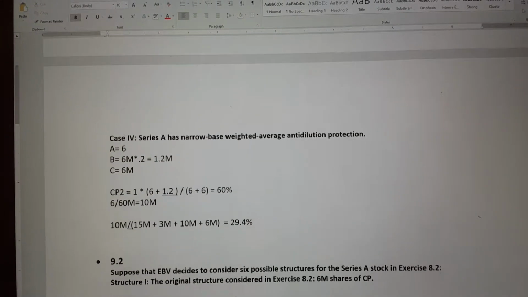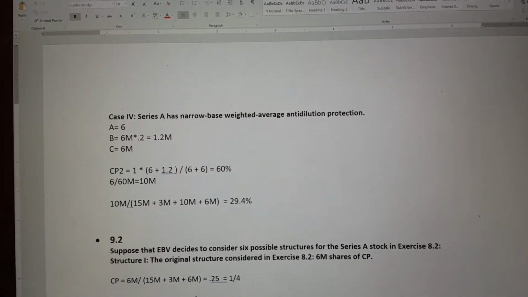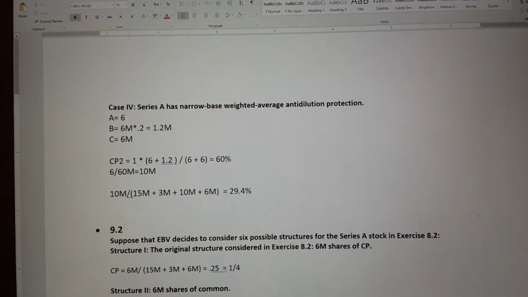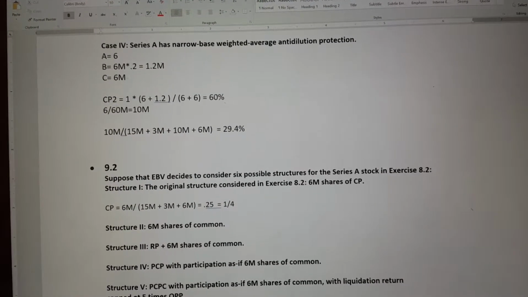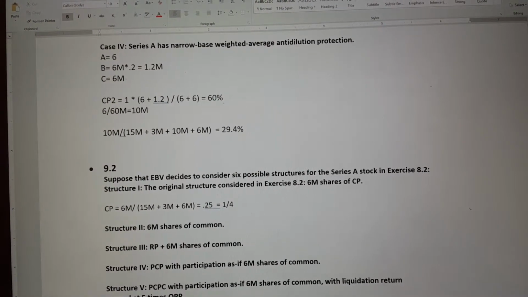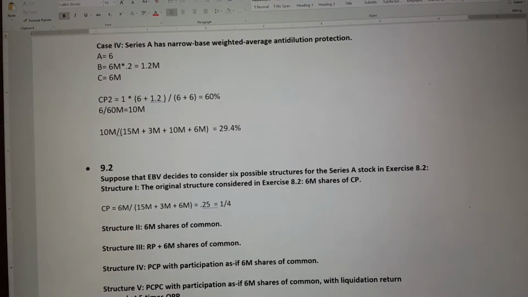Case 4, using similar logic, we end up with 29.4%. And then question 9.2, we have to graph the 6 possible structures.